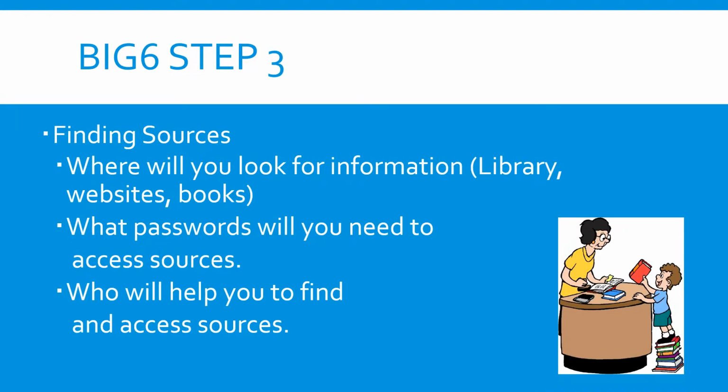Step 3 is the finding sources stage of the Big 6 steps. This is when you go out and find those sources. Any passwords that you may need to use to get into those sources is also what you do during this phase. You can also find out who can help you in your research, and this might be your librarian, or it might be an expert in what you are researching.